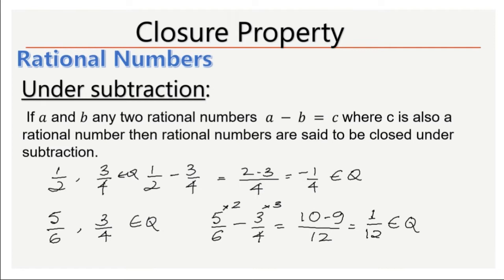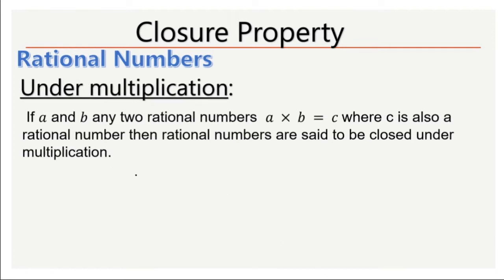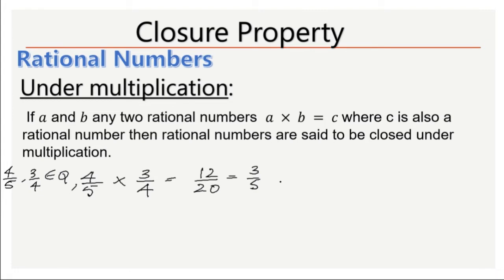Let's look into multiplication. The product of any two rational numbers, is it a rational number? Let's look at an example. 4 by 5 when multiplied with another number 3 by 4, we get 12 upon 20, which can be further simplified and it becomes 3 by 5. If 4 by 5 and 3 by 4 are rational numbers, then their product also is a rational number.